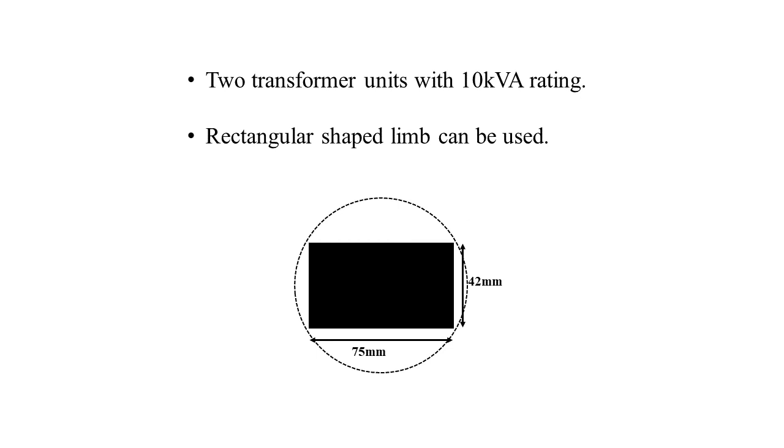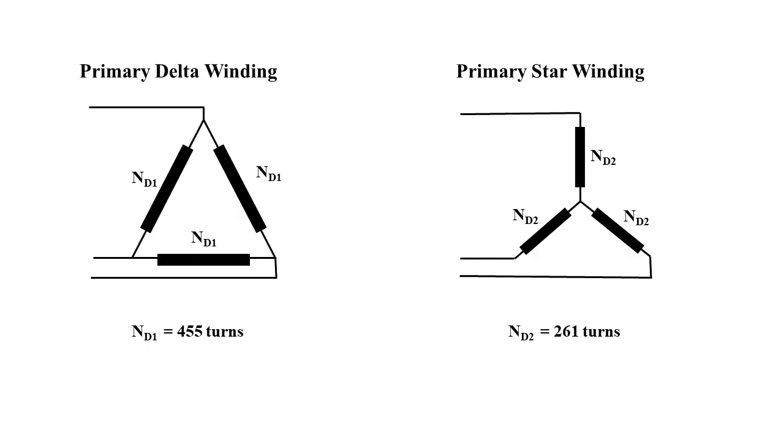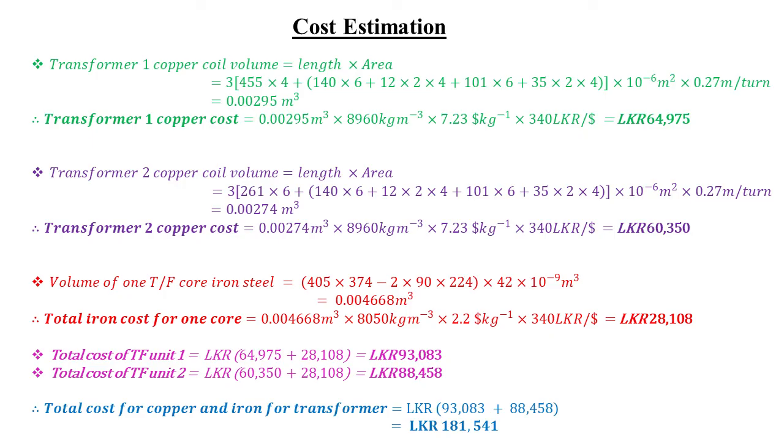There are 2 transformer units and each unit has a 10 kVA rating. And this is a small rating transformer. Therefore, a rectangular shaped limb can be used. These are the estimated dimensions for one transformer core. These are the number of turns required for the primary windings. The number of turns for the secondary windings of both transformer units is the same. These are the estimated costs for the copper conductors and the iron core for the transformer units.